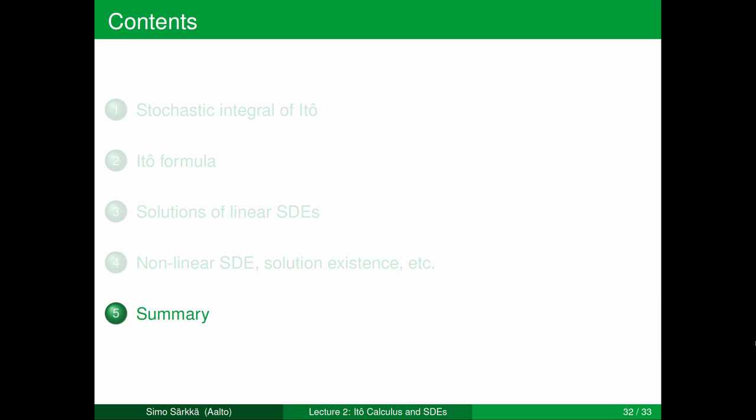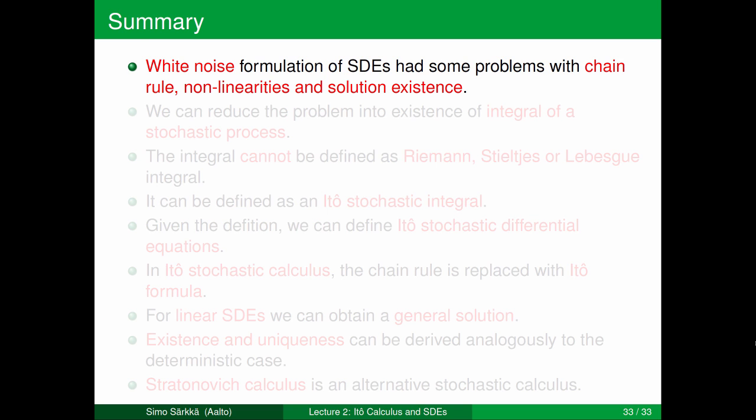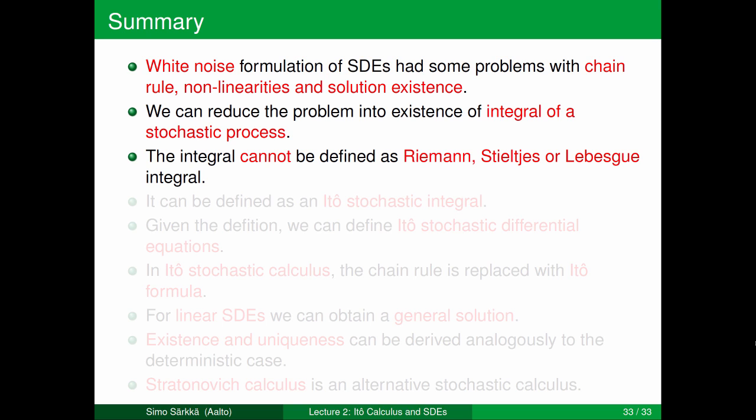So let's now summarize what we have learned. The white noise formulation of SDEs that we considered heuristically during the last lecture had some problems with the chain rule as well as nonlinearities and solution existence. However, it turned out that we can reduce the problem into the existence of a certain integral of a stochastic process. We also saw during this lecture that the integral cannot be defined as a Riemann integral, Stieltjes integral, or even as a Lebesgue integral. However, it could be defined as something called the Ito stochastic integral.